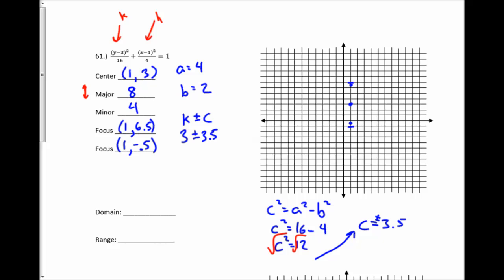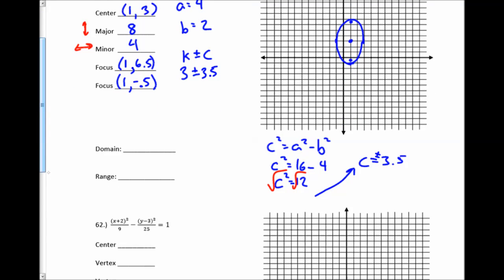My minor axis is going to run horizontally because it always goes the opposite of the major, and I have to count 2 in each direction. And now I just draw the best ellipse that I can draw. I do my best. I try to make it look like an ellipse, and that's it. Okay? In terms of the domain and range, very similar to what we did with the circle.